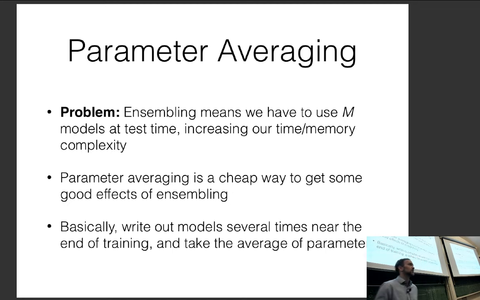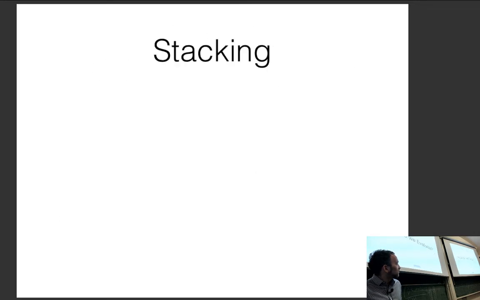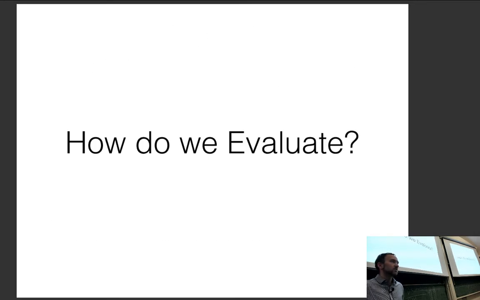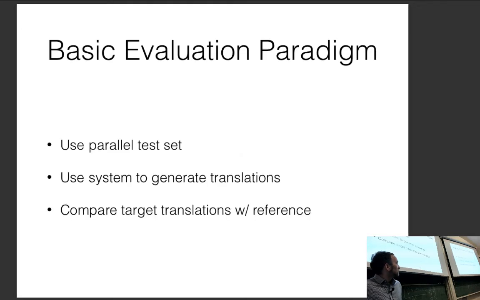Yeah, good questions. Okay. Another important thing, how do we evaluate our systems? The basic evaluation paradigm for any sort of text generation is usually we have a parallel test set where we have inputs and we have outputs that were annotated by human annotators.